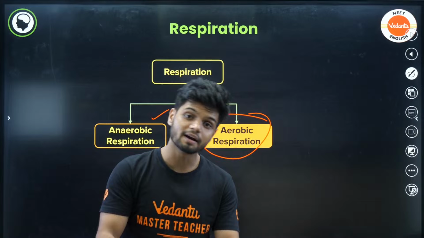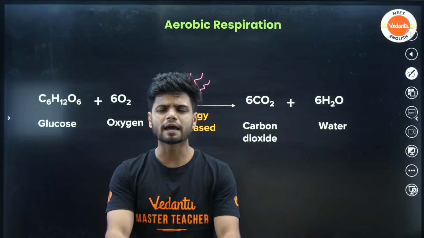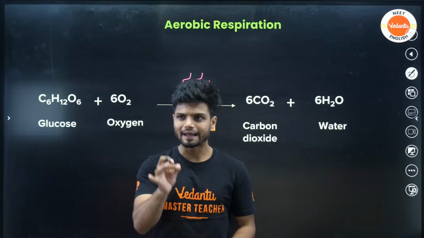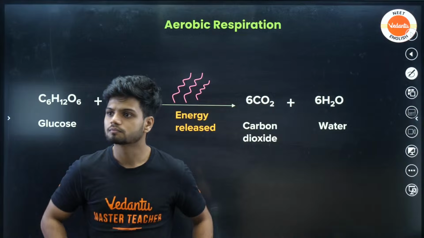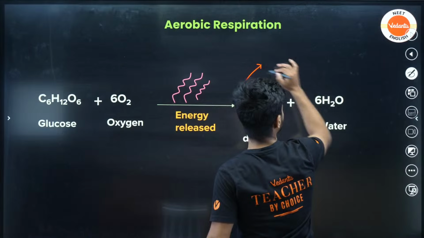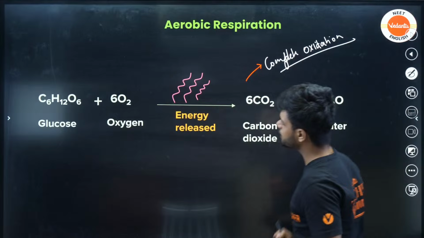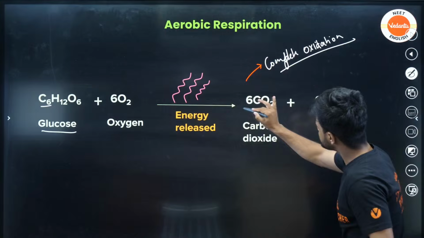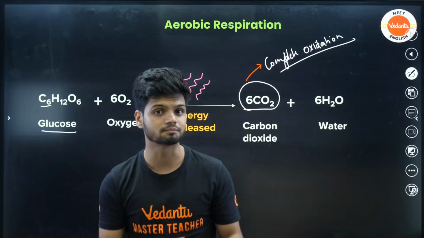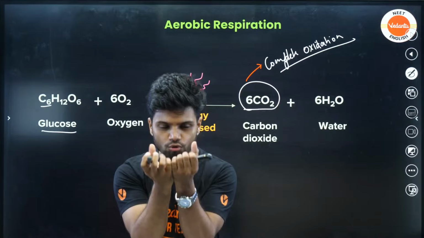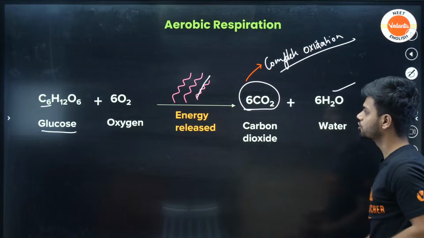The next concept which I want to teach you is aerobic respiration. Students, remember, in the case of aerobic respiration, it is a complete oxidation. Why is it called complete oxidation? Because your glucose, that is 6 carbon, gets converted to 6 CO2. Meaning the complete oxidation of glucose is happening. The entire glucose is getting consumed, energy is released, and CO2 and water are your byproducts.